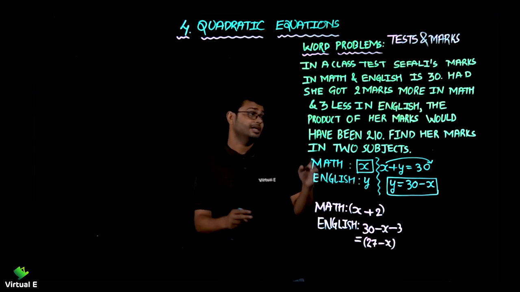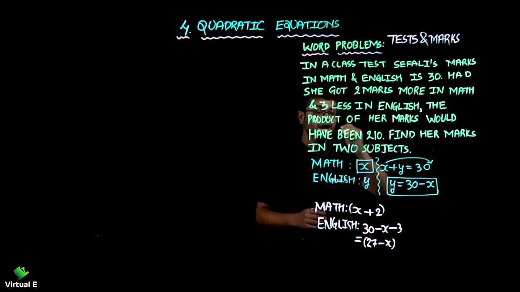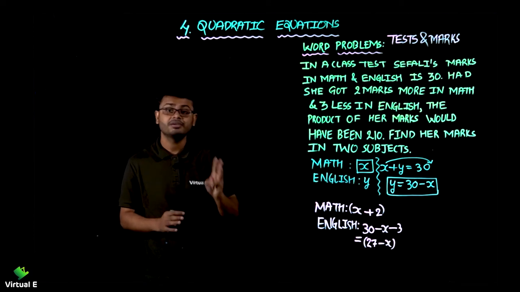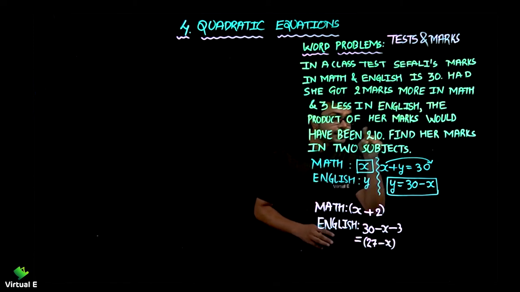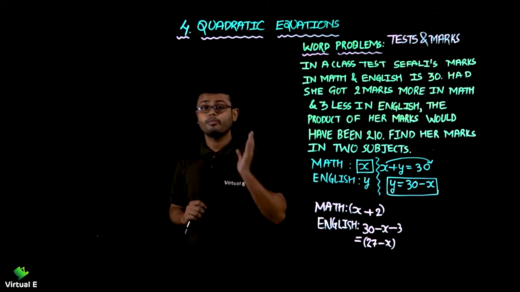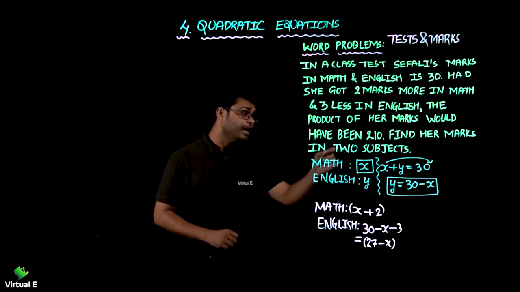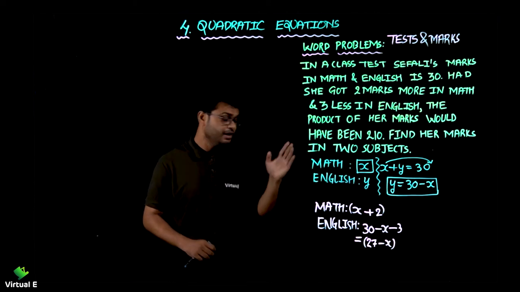Simple. Now let's read one more condition. The product of her marks would have been 210. Means if I add 2 marks in maths and if I reduce 3 marks in English, the product will become what? 210. We have marks in maths, we have marks in English, and we need to take what? Product. Product means multiplication. And if I take the product, what answer shall I get? Which is 210. Simple. Let's start.